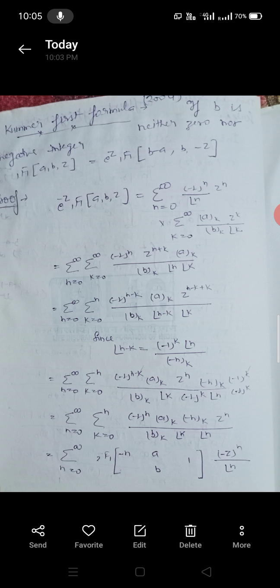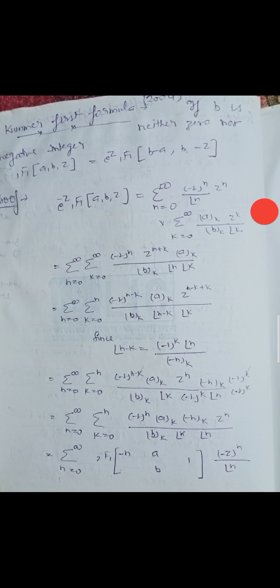Now we will prove Kummer's first formula. Actually, Kummer's first formula is related to the confluent hypergeometric function. If b is neither 0 nor a negative integer, then 1F1(a; b; z) is equal to e to the power z 1F1(b minus a; b; minus z).